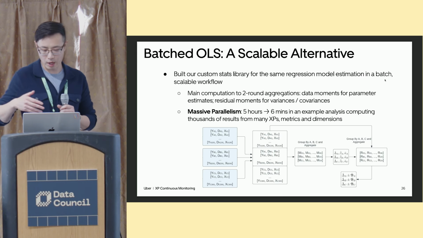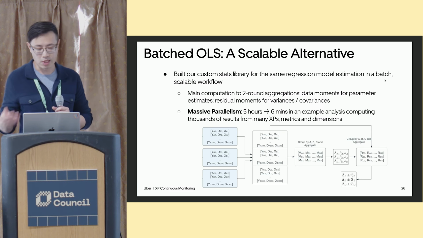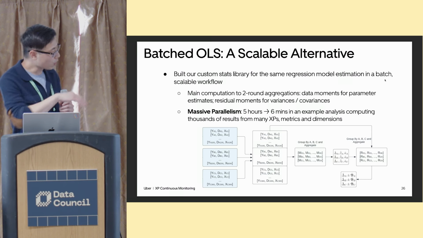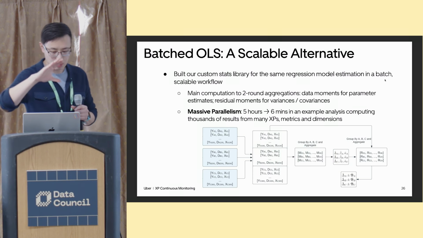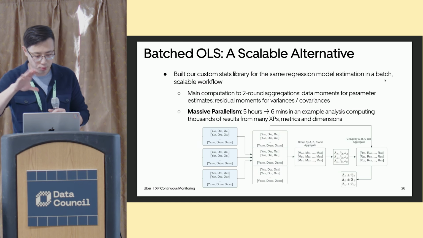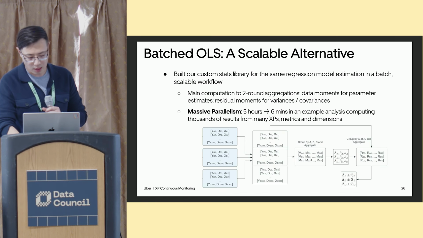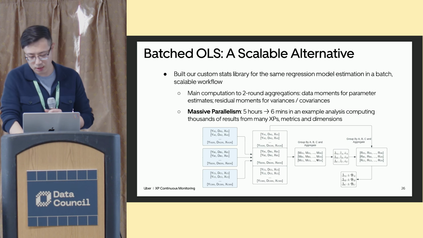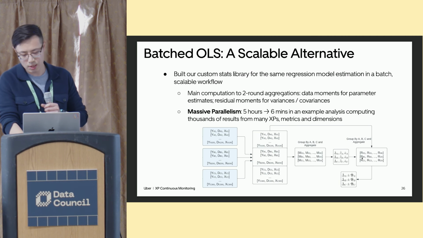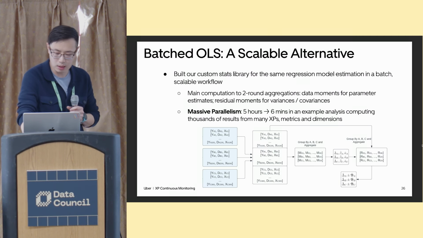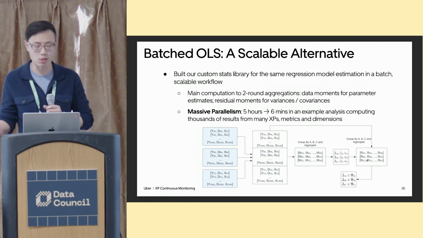Now we have built our own stats library for the same regression model estimation, but in a more batch-friendly and scalable way. So as I show here, now we can batch multiple XP and configuration data at the same time into one unified dataset. We break down the main computation into 2 steps of aggregations. In the first step, we just get the first and second moments from the data to estimate the OLS parameters. And in the second aggregation, we use the estimated parameters and the data to get the residual moments to compute the variance-covariance matrix and eventually get the inference, the confidence intervals and p-values.